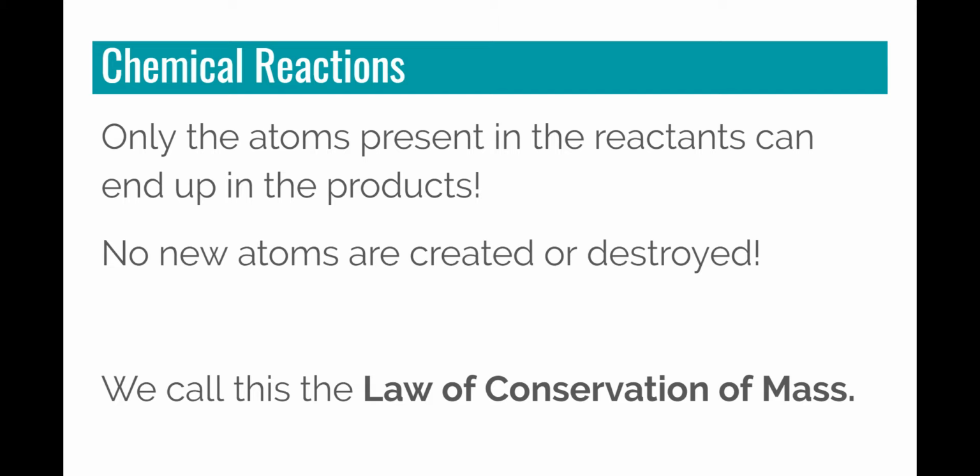What's super important to know is that whatever is present in the reactants cannot get created or destroyed. It might change how it looks, it might change form, but it can't actually be destroyed. No new atoms are going to get created or destroyed. We're going to have all of the same atoms just arranged in a different way. We call this the law of conservation of mass. You might have heard of the law of conservation of energy, where energy can't be created or destroyed. This is really similar. It's saying that atoms don't get created or destroyed.